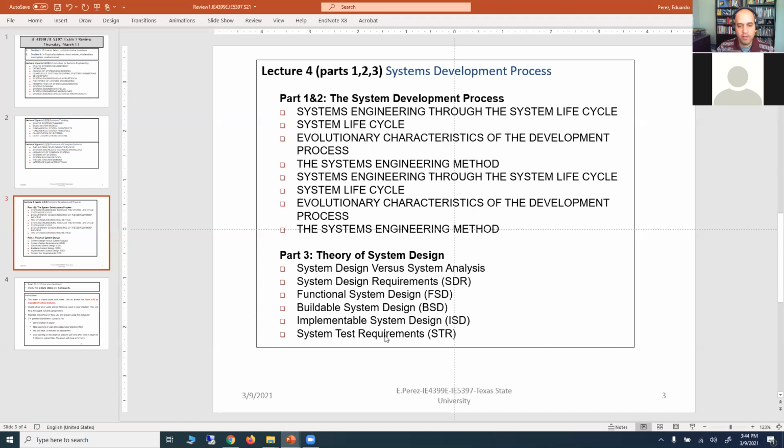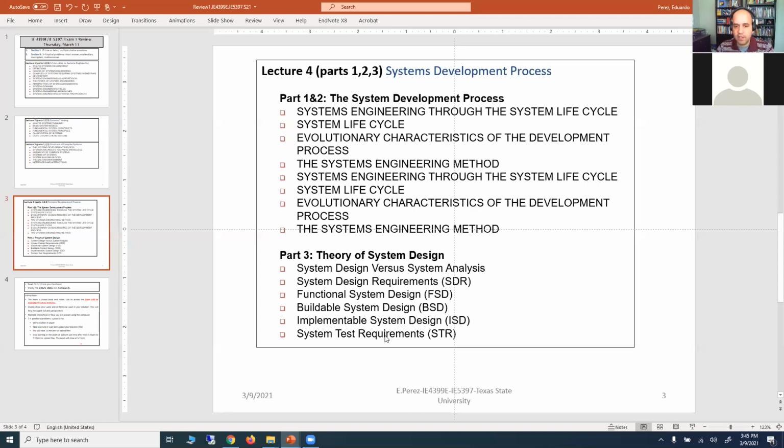Part 3 was the last lecture for this first exam. And in this one, we transitioned to the theory of the system design. So initially, we went through some of the concepts about systems engineering, the process, the life cycle, the systems engineering method. Now, in this lecture, we're transitioning to the actual design of a system.